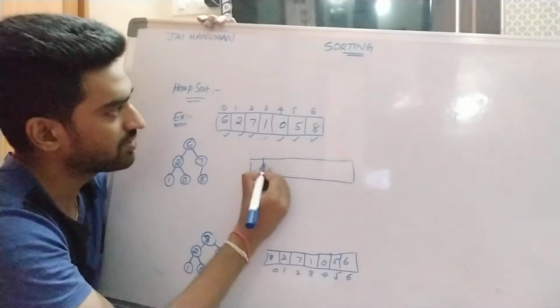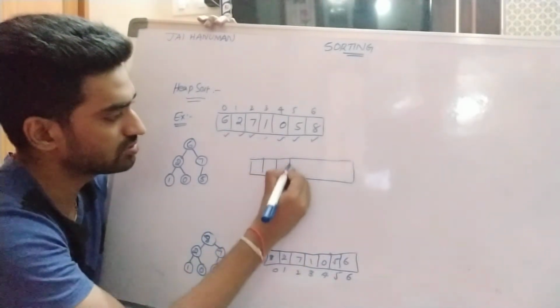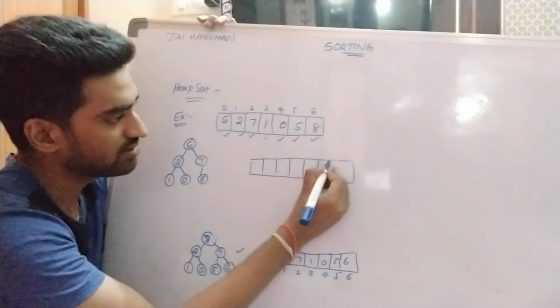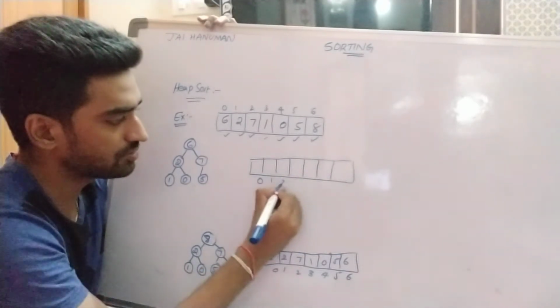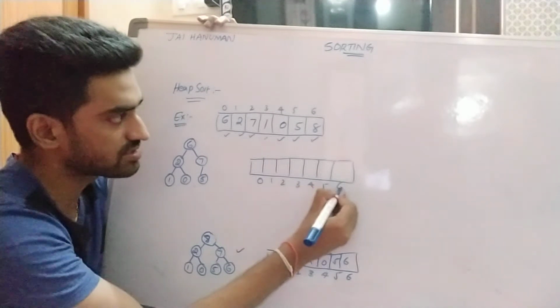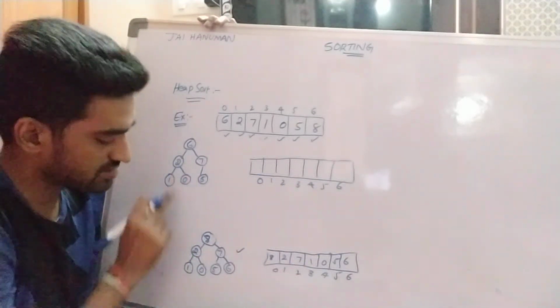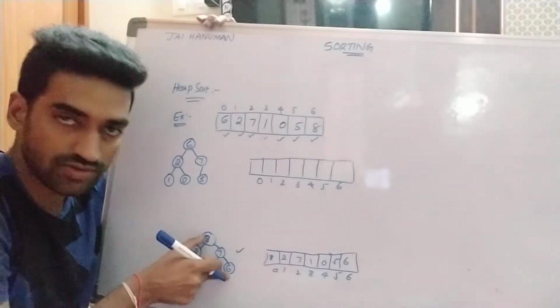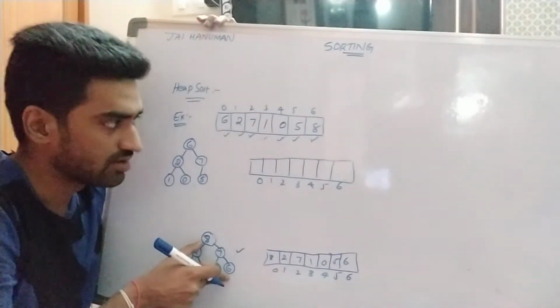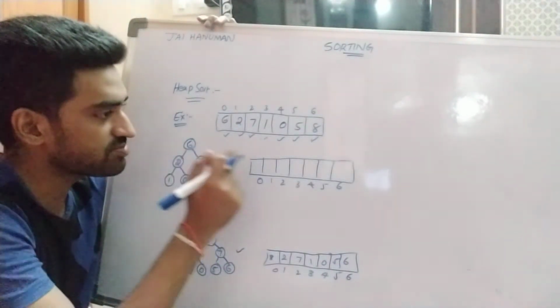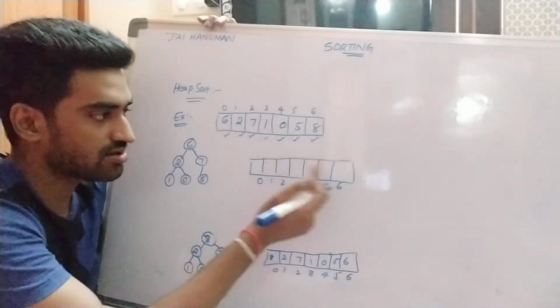So how many number of elements? 7. 1, 2, 3, 4, 5, 6, 7. 0, 1, 2, 3, 4, 5, 6. Right? So delete the root node and replace the root node with the last node in the max heap tree. Right? So the deleted node is placed in the sorted array.